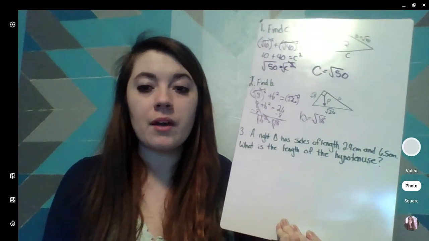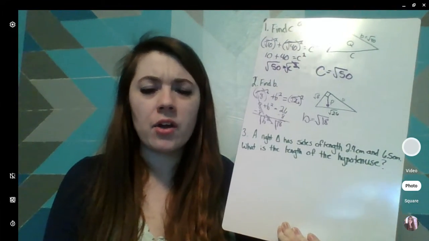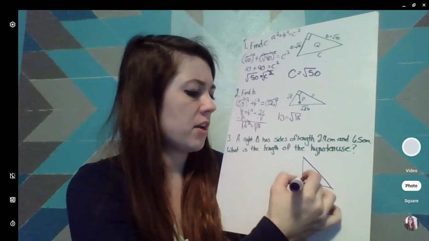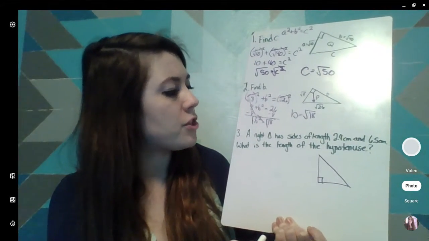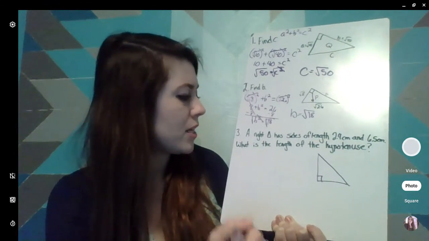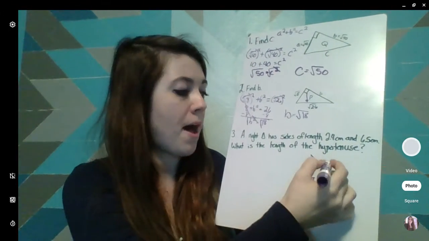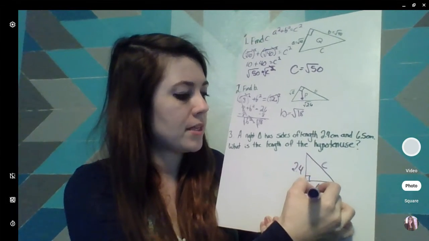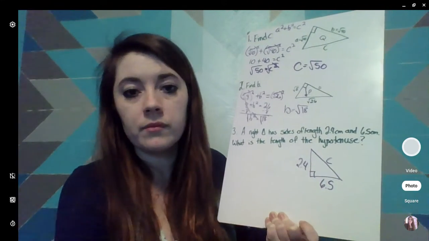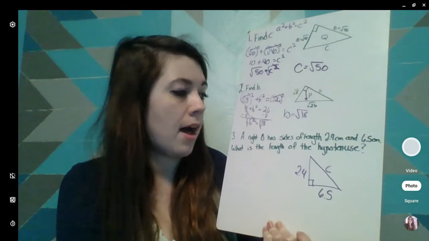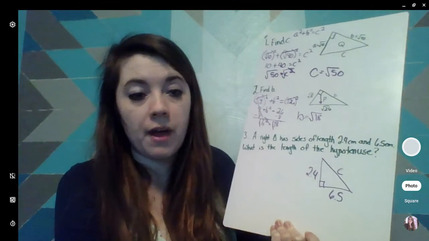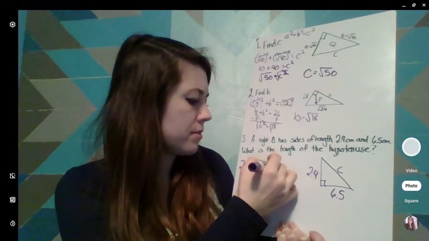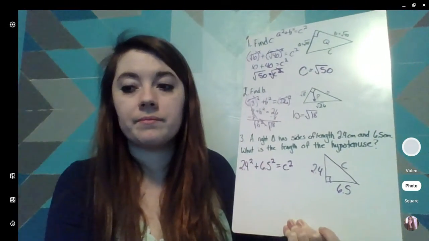Like I said, for 3 and 4, it's giving us words instead of an actual picture. Now, by all means, if you get confused by just having a bunch of words, draw out a triangle that goes with this. So it's telling us that this right triangle, so some right triangle, has side lengths of 2.4 centimeters and 6.5 centimeters. What is the length of the hypotenuse? So we're looking for the hypotenuse. So we're looking for our C, and the 2.4 and the 6.5 are our other two sides. It doesn't necessarily matter which one is which because the a and b can be interchangeable for values. So we're going to have 2.4 squared plus 6.5 squared equals our c squared.